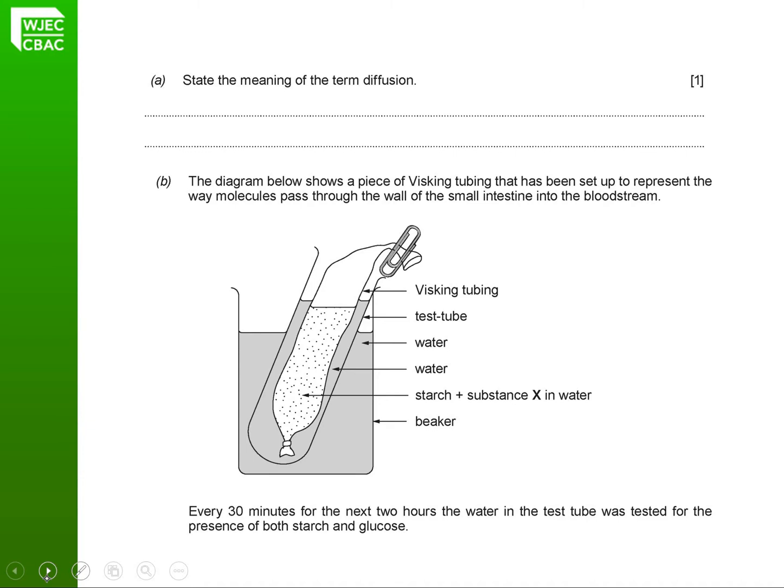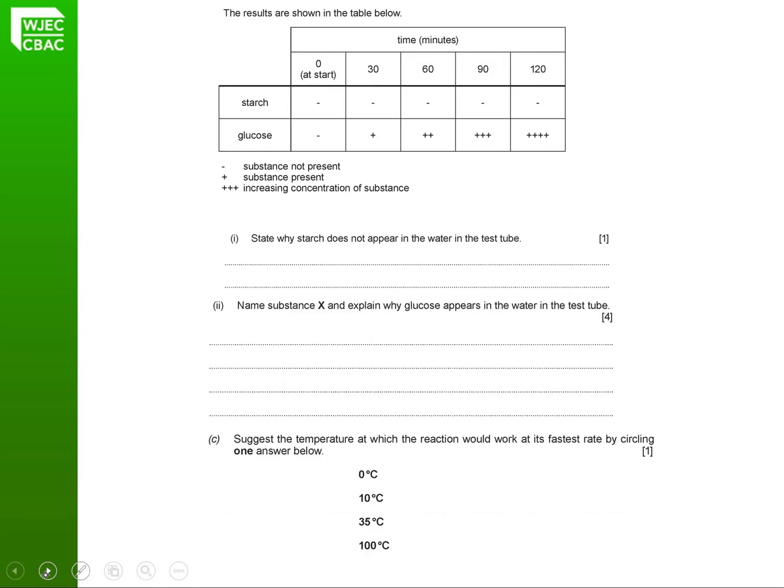We've then got a diagram showing a similar experiment to one that we've done. So a piece of Visking tubing that's been set up to represent the way molecules pass through the wall of the small intestine into the bloodstream. So we've got starch and substance X in the water inside the Visking tubing. Then you've got water around the outside. Every 30 minutes for the next 2 hours, the water in the test tube was tested for the presence of both starch and glucose. So again, pause the video at any point if you need to try and read through the information and make sure you're understanding what it's saying. So the results are shown in the table below. Okay, write down your answers now for these questions and then we'll go through them.